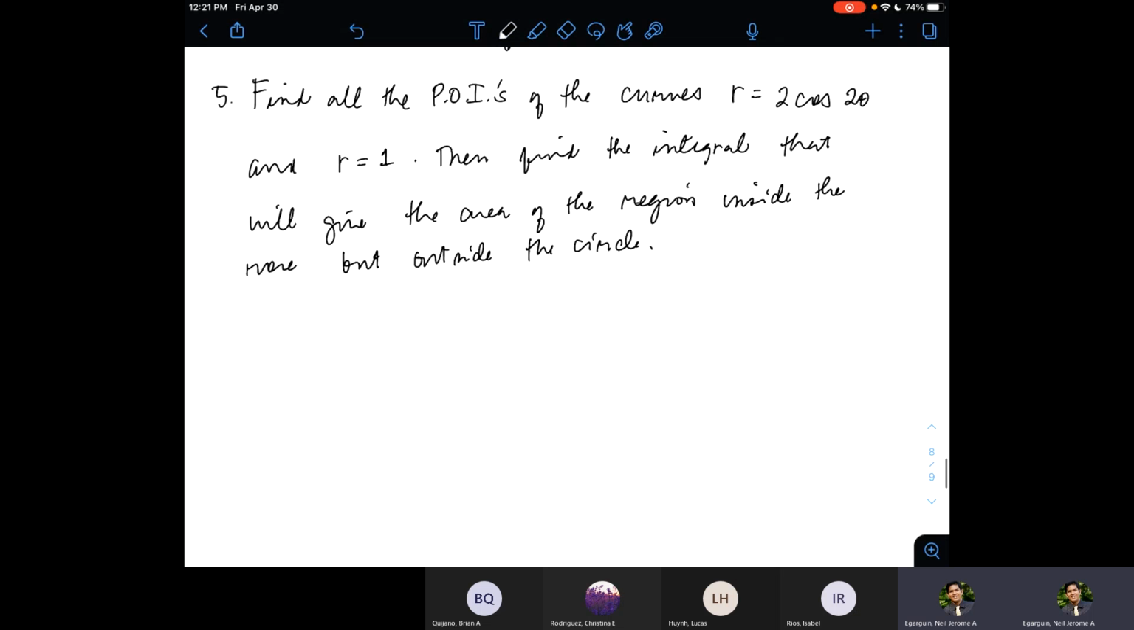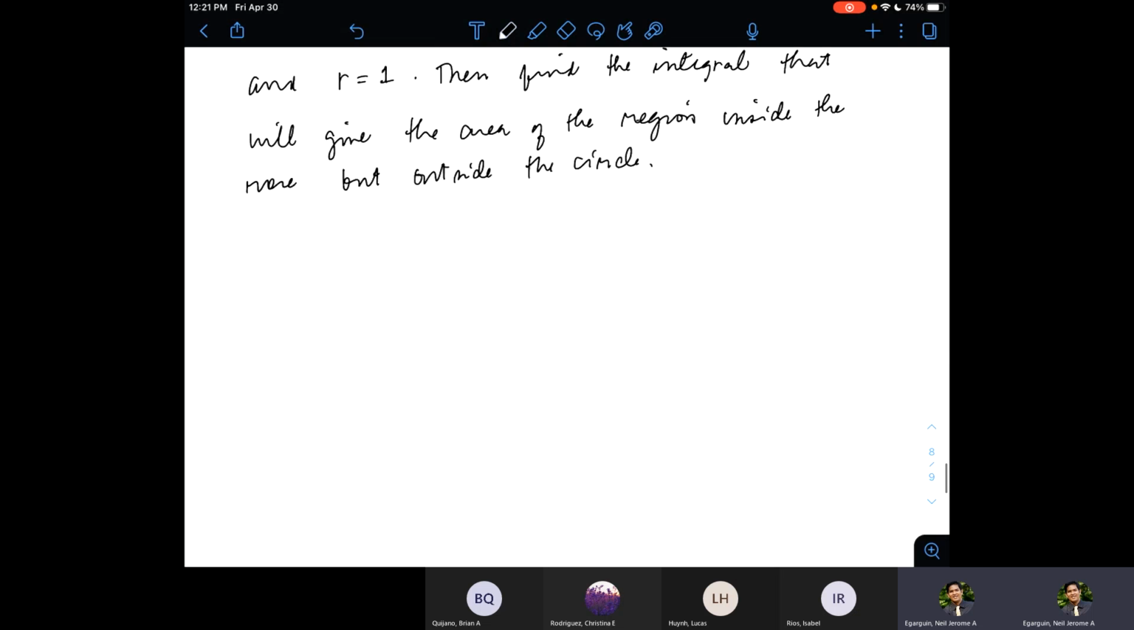All right, so for this next problem, we want to find all the POIs of the curves r equals 2 cosine 2 theta and r equals 1, and then find the integral that will give the area of the region inside the rose but outside the circle. So let's start by finding the POIs.